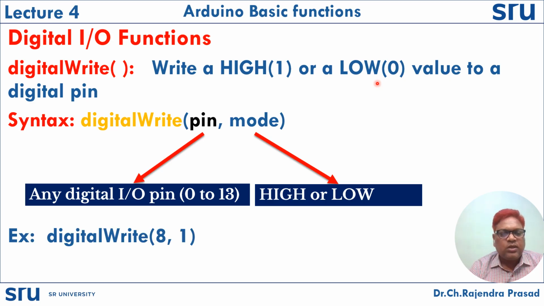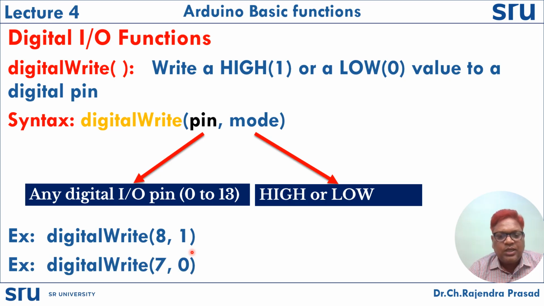The example for this digitalWrite is digitalWrite(8, 1). This function will write logic 1 onto the 8th pin. When you write logic 1 onto the 8th pin, it will generate 5 volts at the output of the 8th pin. And similarly, we can also generate 0 volts with the help of digitalWrite. digitalWrite(7, 0) means we are writing logic 0 on the 7th pin, and at the output of the pin we are getting 0 volts. So this is the use of the digitalWrite function.